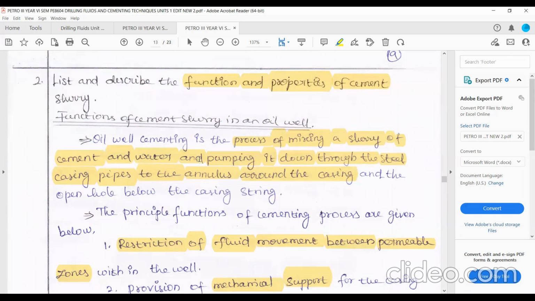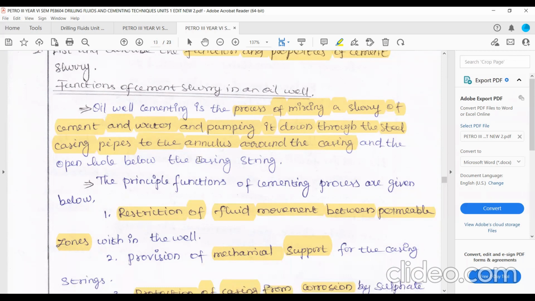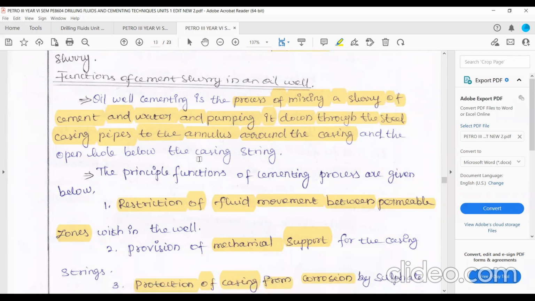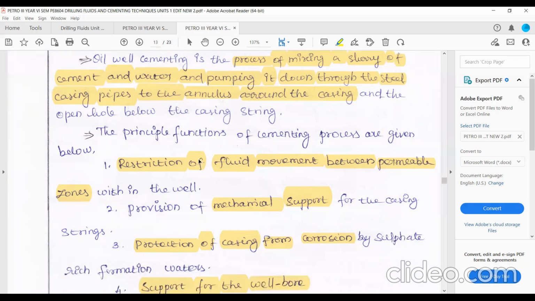It is pumped down the steel casing to the annulus and sets between the outside of the casing and the inside of the wellbore, if it is the outermost casing. Accordingly, the annulus differs depending upon which casing to which casing and what the annulus between them is. The functions of the cementing process are to restrict the movement between permeable zones.